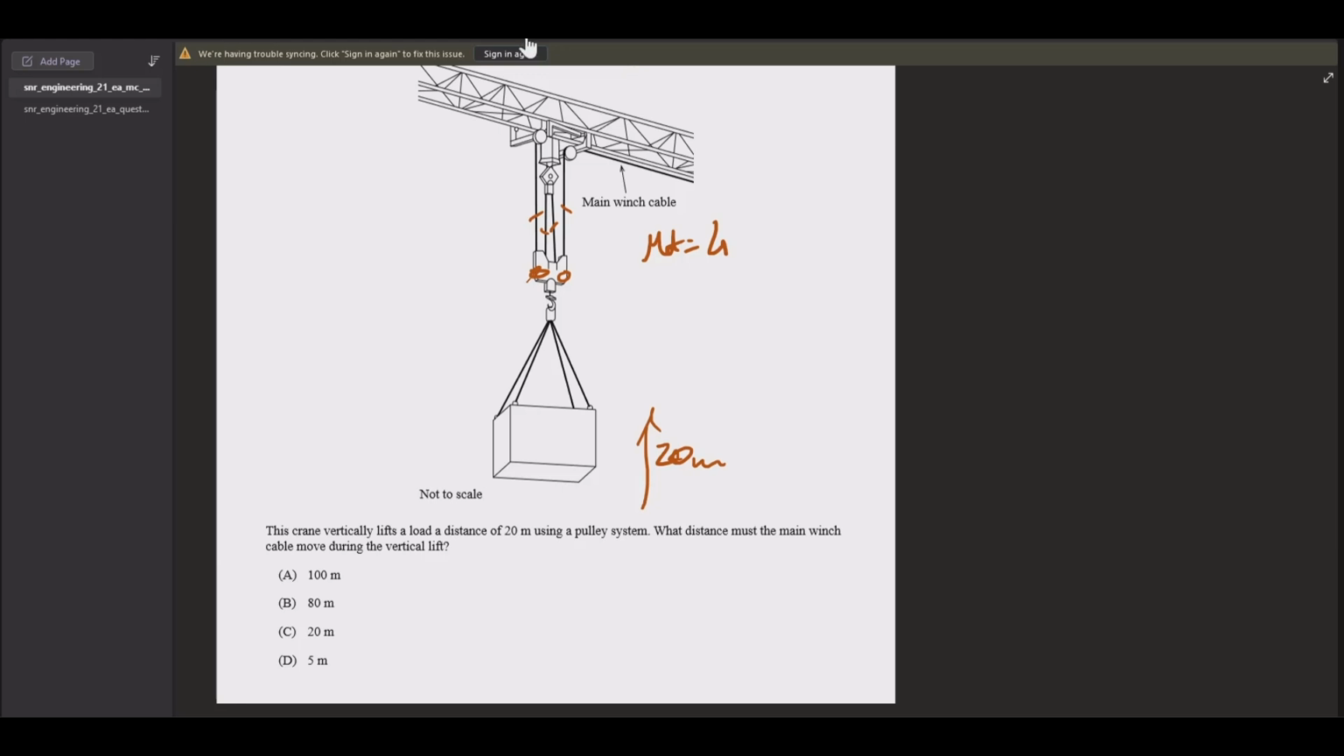And if this load is moving 20 meters, that means this system up here also has to move 20 meters. And if there are 4 active ropes, that means we're going to have 4 times the length of material coming out at this end. So it's just going to be very simple. 4 times 20 is going to give us 80 meters, which is answer B.